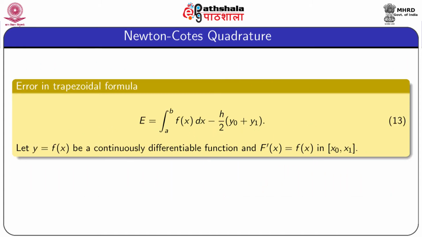The error in the trapezoidal formula is evaluated by equation 13, E equal to the integration a to b f(x) dx, which is the exact value of the integration, minus h by 2 into (y0 plus y1), which is the approximate value obtained by the trapezoidal formula. So the difference between the exact value and the approximate value gives the error. To evaluate the error of the trapezoidal formula, we assume that there is a function capital F such that F prime of x equal to f(x) within the closed interval x0 comma x1. F prime of x is the first derivative of F at the point x.